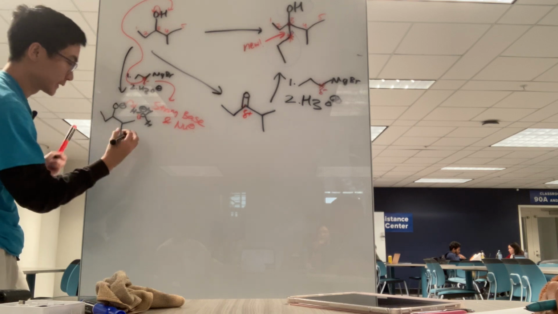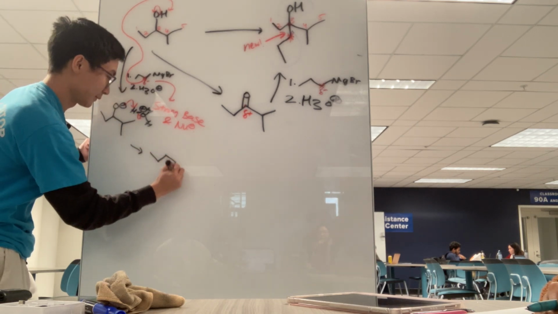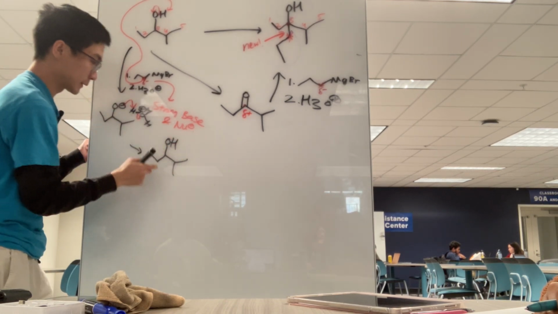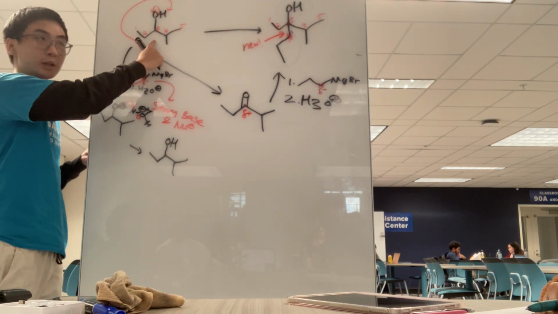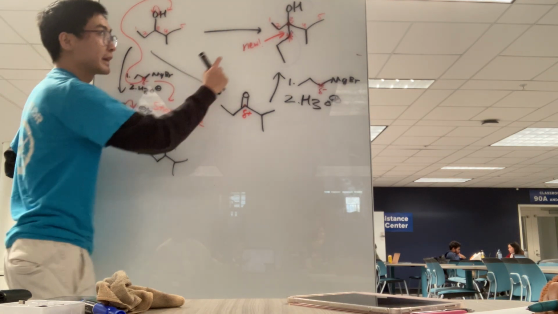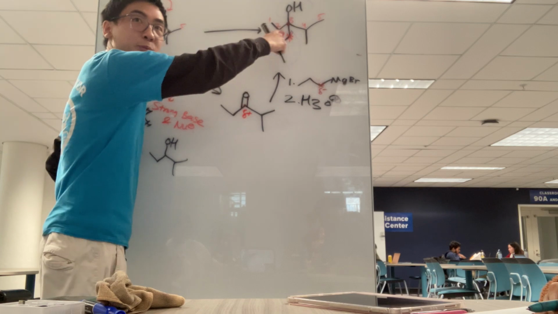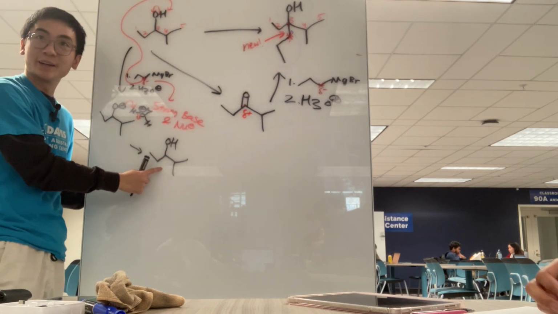which is going to become this OH here, the exact same molecule we started off with, but we want to get to this new R group on the product here. We don't want to end up here, right?